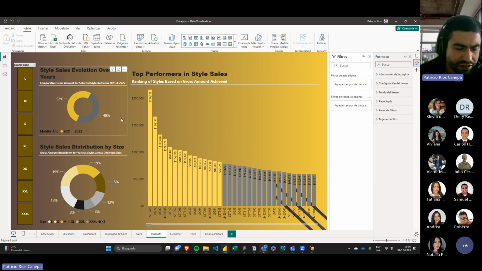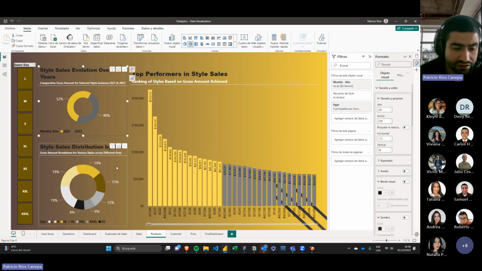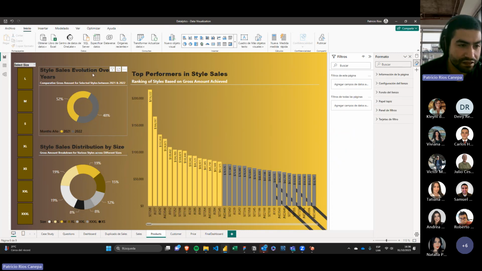You can also use pie charts to understand distributions. Here we have style sales evolution over years, a comparative gross amount for selected styles between 2021 and 2022. You can see that 2021 was the year that had the most gross amount of sales between those 2 years.